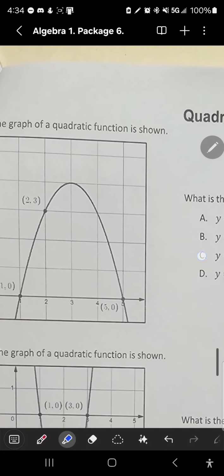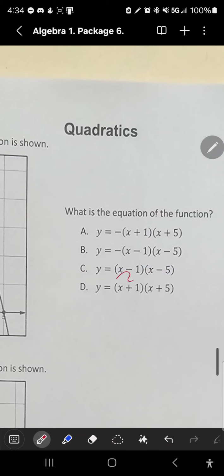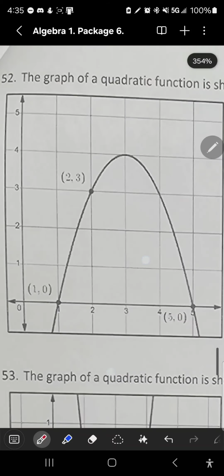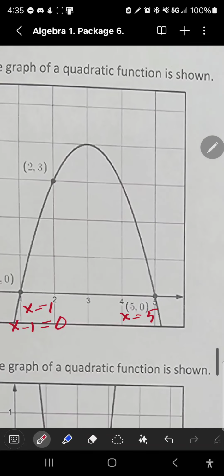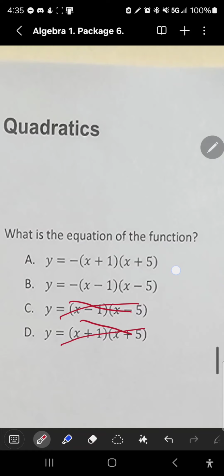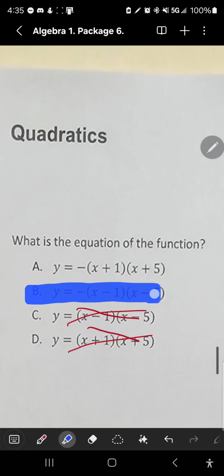This case is going down, negative. Okay, it's not C, it's not D. Now, look at my points. I have that x equal 1, x equal 5. So here I subtract 1 from both sides. I have that x minus 1 is going to be equal to 0. Here I subtract 5, so x minus 5 is going to be equal to 0. So it will be (x minus 1)(x minus 5), which is choice B.